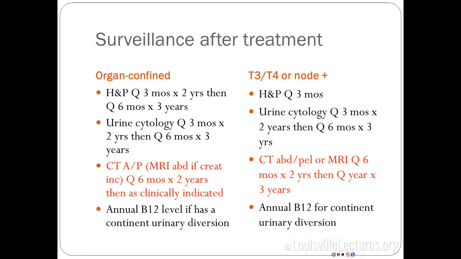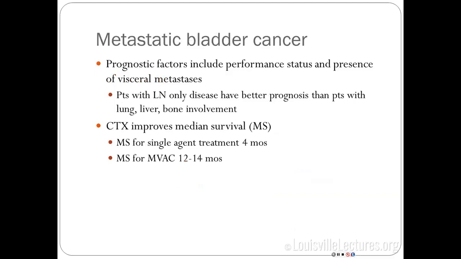Okay. And then here's the surveillance schedule after treatment. Generally, it's every 6 months for 2 years, depending on whether or not it was organ confined or there was lymph node involvement. If it was not organ confined, as you can imagine, the surveillance is a little more intensive. Now, metastatic bladder cancer is also an incurable disease, and a lot of the same treatment regimens that we used in the neoadjuvant setting were actually gleaned from the metastatic setting.